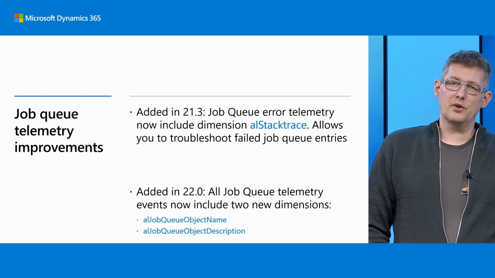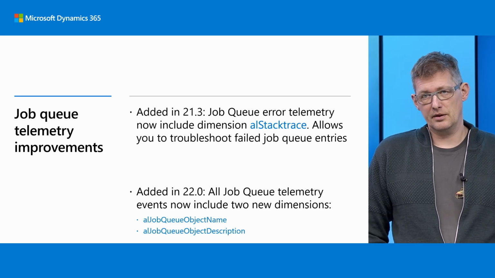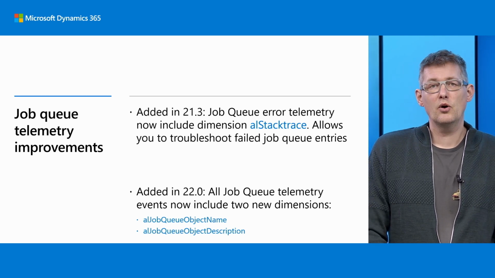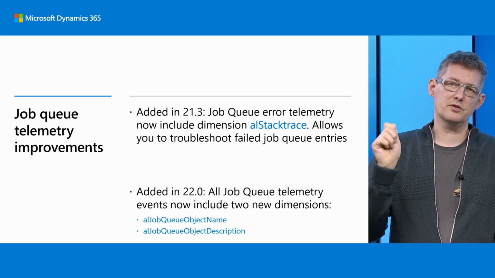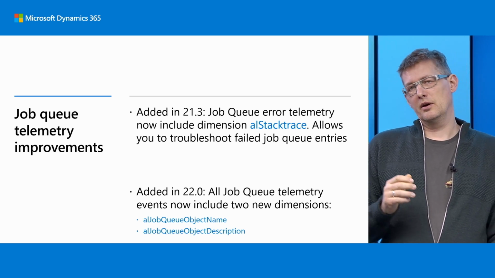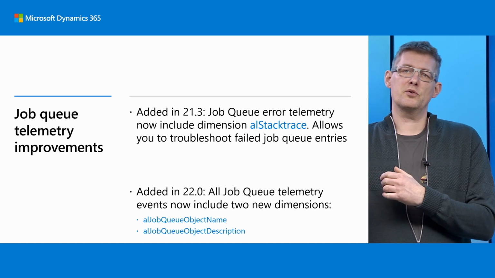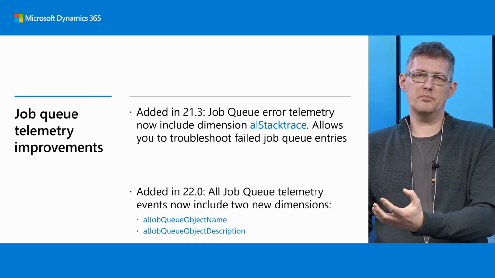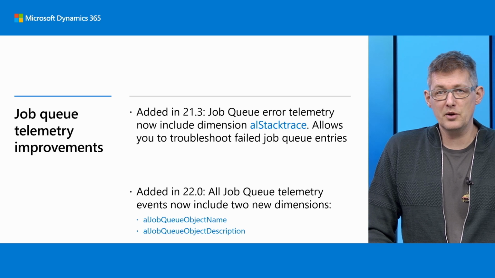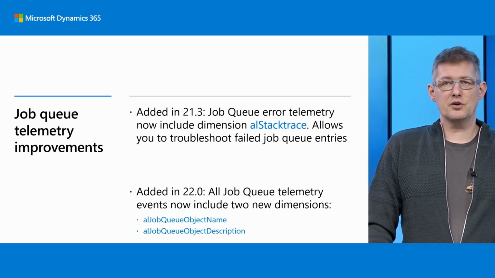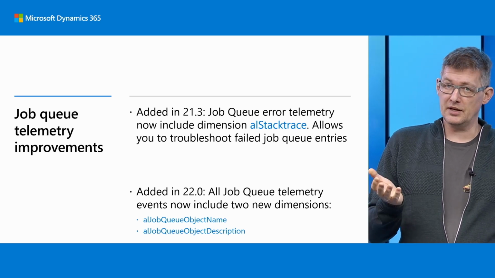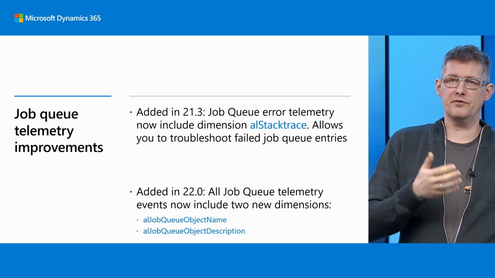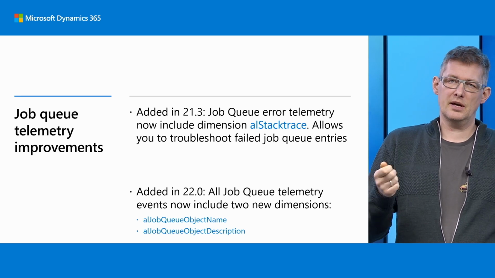For job queue, we did a couple of things. This is in the category of all the little things. These are all the small things where we learn telemetry is great, but if we could just have this, we could make it even better. So in 21.3, we added a new dimension for the AL stack trace for the job queue. If you have failed job queues, you get the AL stack trace.